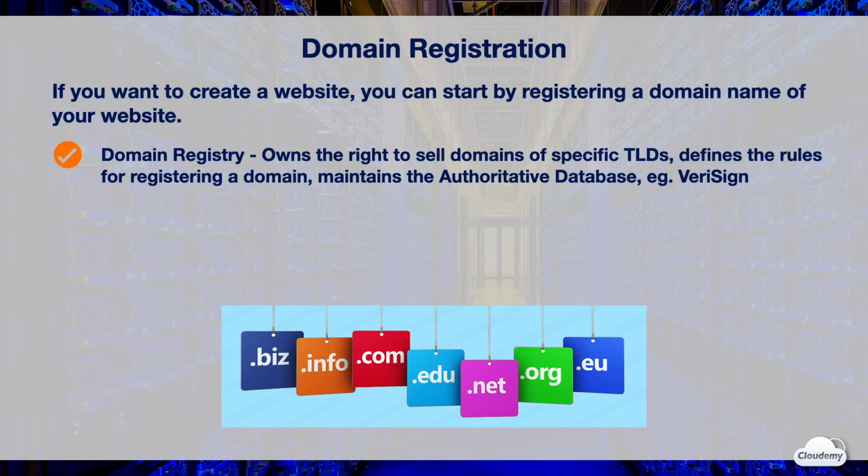Domain registry defines the rules for registering a domain, such as residency requirements for a geographic TLD. It also maintains the authoritative database for all of the domain names that have the same TLD. The authoritative database contains information such as whois information, domain contacts and name servers for each domain.